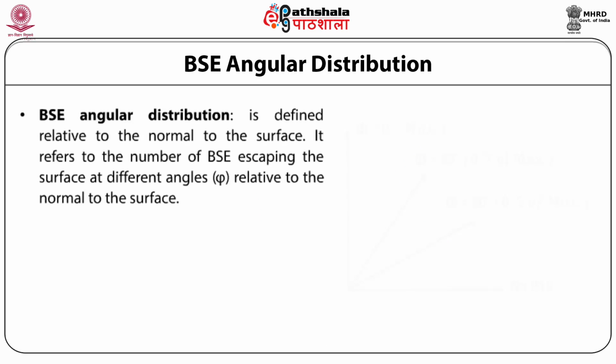Also, the backscattered electrons' angular distribution is a factor that is affecting the BSE emission. It is defined relative to the normal to the surface, and it refers to the number of BSE escaping the surface at different angles phi relative to the normal to the surface. And the schematic diagram gives the effect of angular distribution on BSE emission.